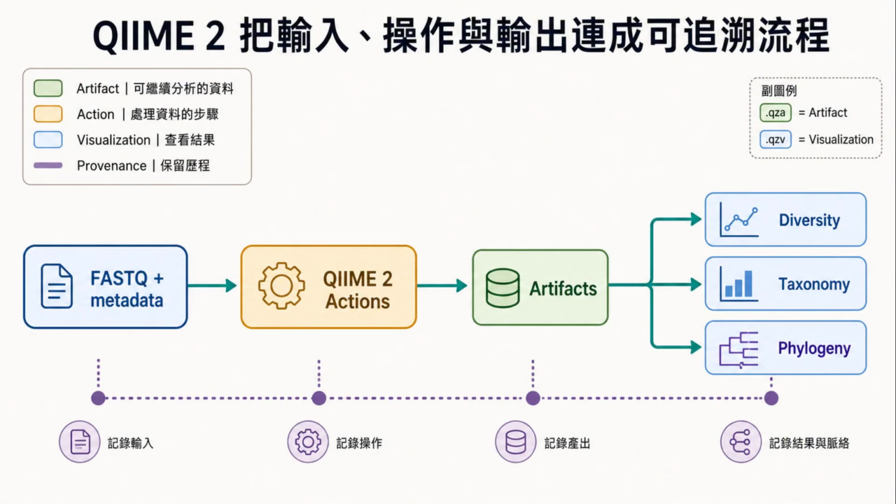We often use QIIME2, usually pronounced QIIME2, to carry out this analysis. One of its most important features is traceability. It is like creating a complete production history for the data.